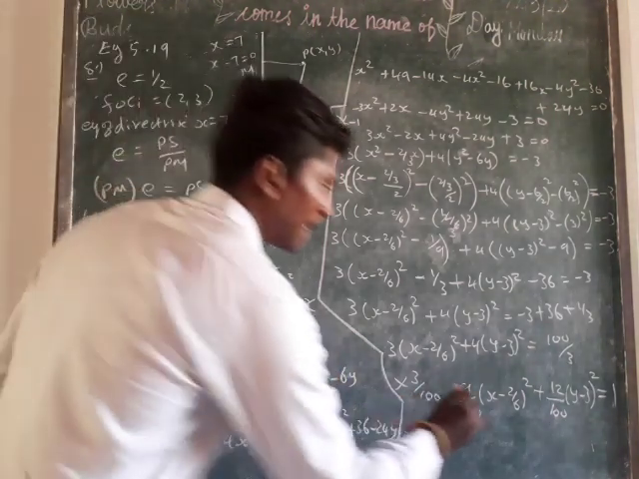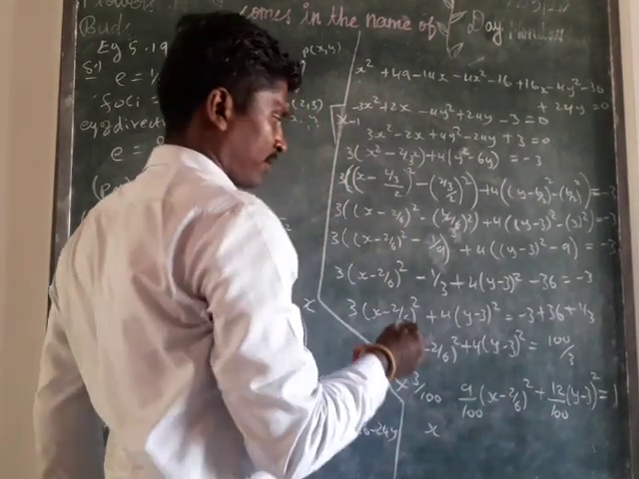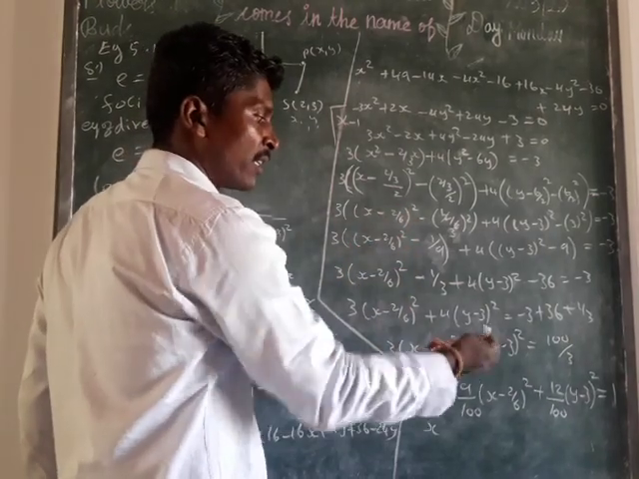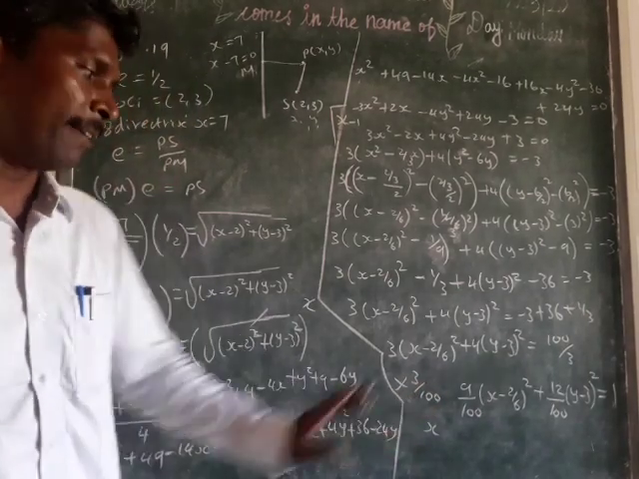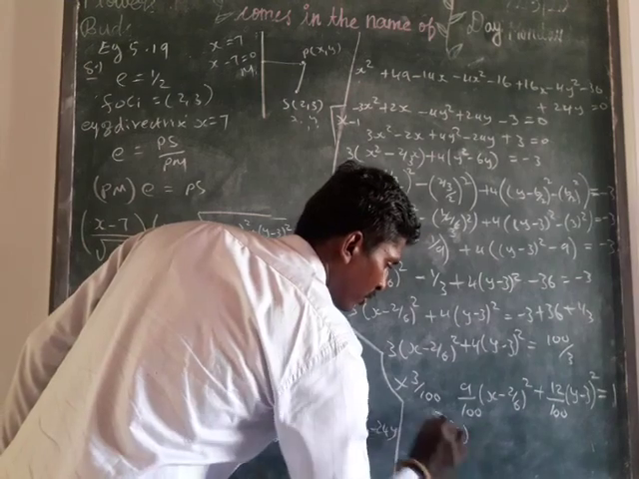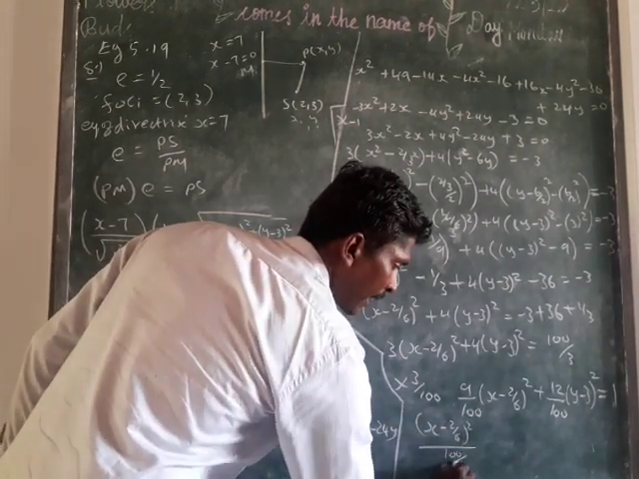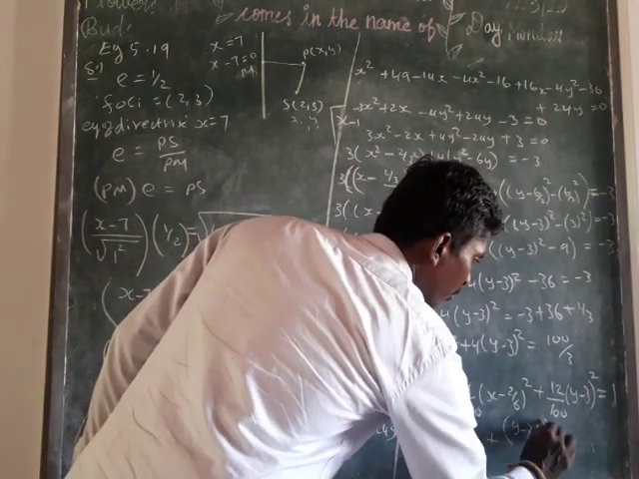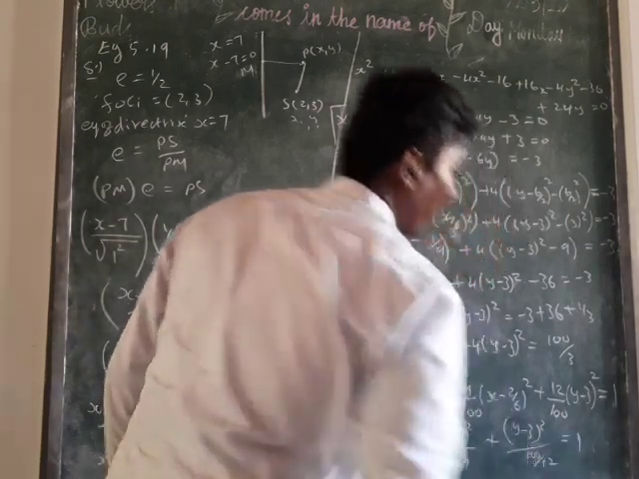How can we write it? x minus 1 by 3 you can write, or 2 by 6 also, because we are only going to worry about the value of a and b. So eliminate and write as such, no problem. 2 by 6 the whole square. If you bring it to the denominator, what becomes? 100 by 9. Then plus y minus 3 the whole square, it becomes 100 by 12, equal to 1.